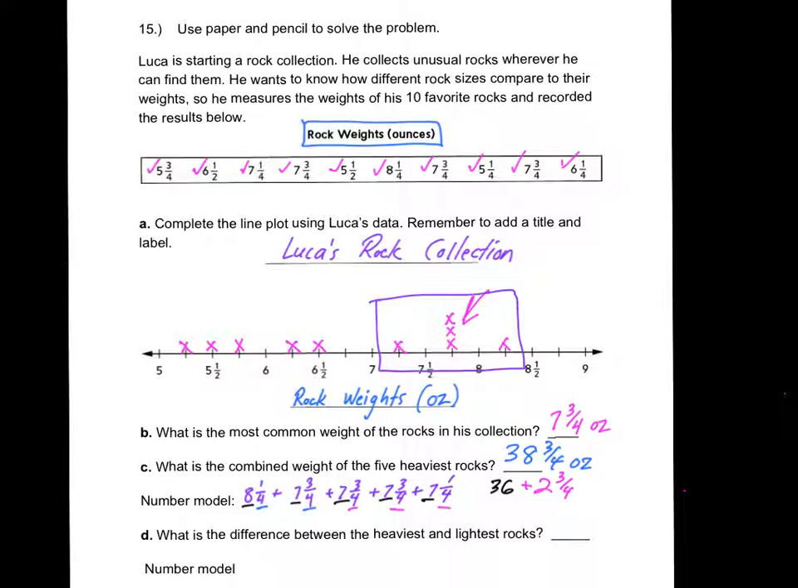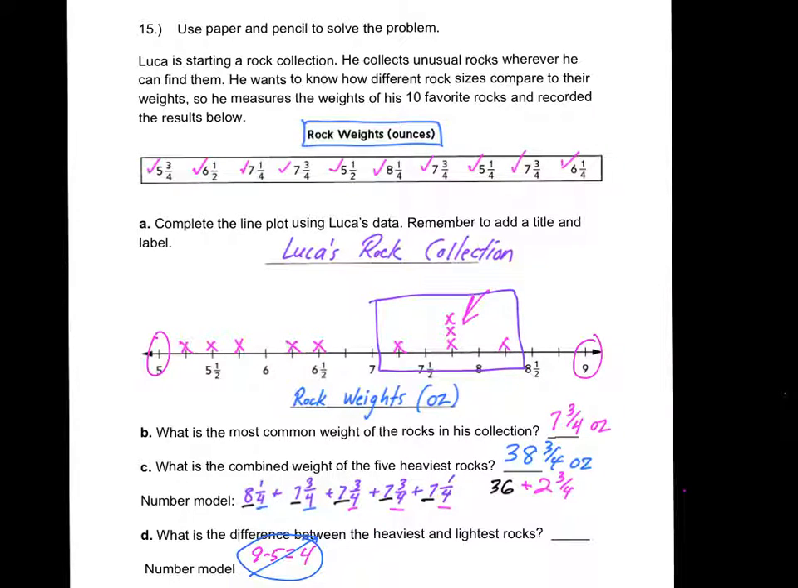And our last question on this review is, what is the difference between the heaviest and the lightest rocks? Now, our first instinct probably draws our attention. We have a 9 and a 5. And you might be thinking, oh, awesome, 9 minus 5 is 4. But that is not the case. We cannot use those numbers because we didn't use those numbers in our data. So we have to use the biggest number in our set of data, and the smallest number in our set of data.